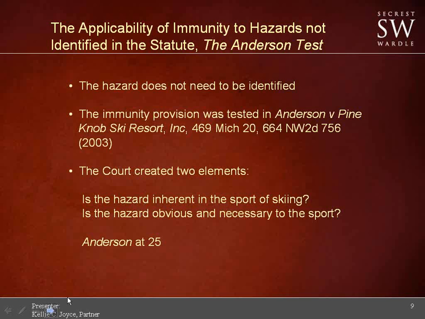And the court created two elements in the Anderson case, and these two elements must be met in order to provide for immunity. The first is a question whether the hazard was inherent in the sport of skiing, and the second is whether the hazard was obvious and necessary to the sport. So if both of those questions are answered yes, then the Ski Area Safety Act entitles immunity. The immunity provision will apply. Therefore, even if there is a hazard that is not specifically enumerated in the Act, the courts have interpreted the Act broadly, and if those two elements are met, and the answer is yes, then immunity will apply.